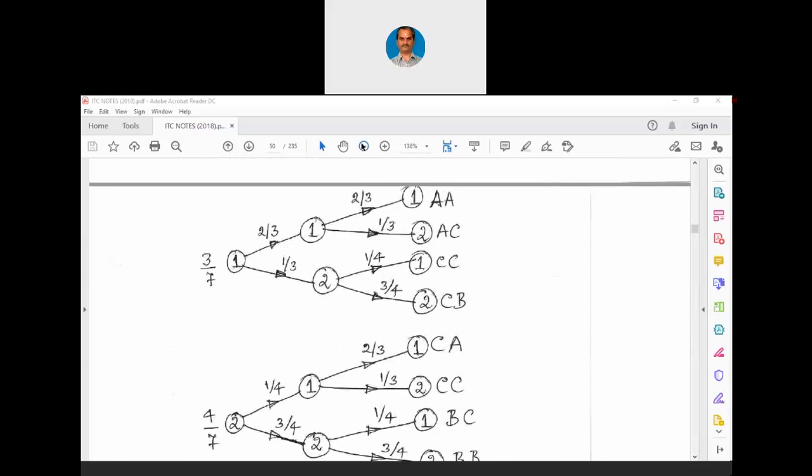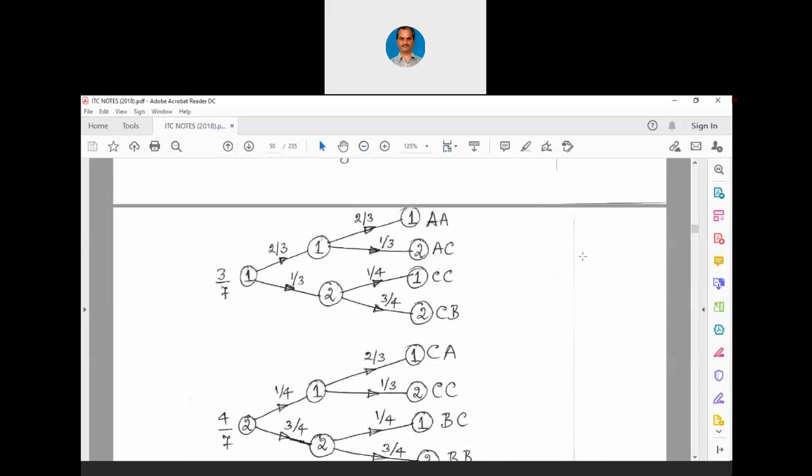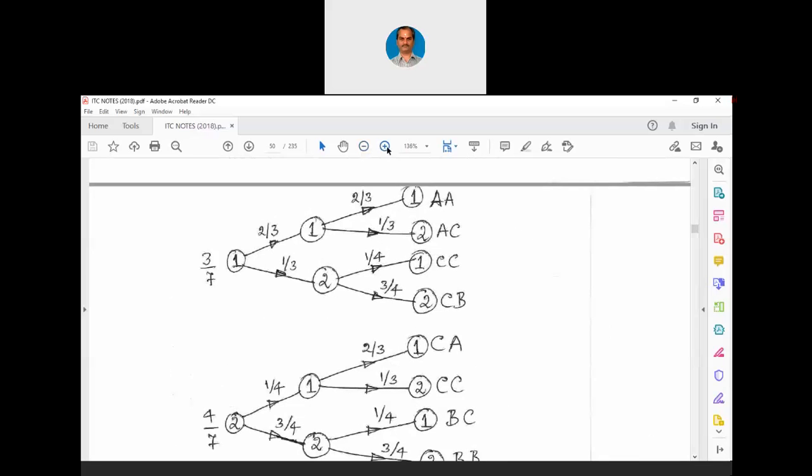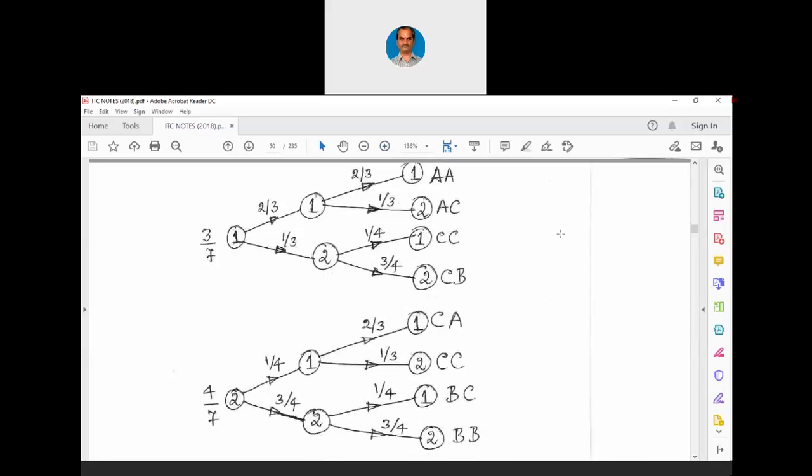Let me zoom in. You can see both the diagrams now. So from state 1, the probability of the state is 3 by 7. It is emitting A and it is emitting C. Then again, when it is emitting A, it is coming to state 1. From state 1, again it is emitting A, it is emitting C. That way we have the sequence AA, AC. This is corresponding to G2. And this middle one is corresponding to G1.